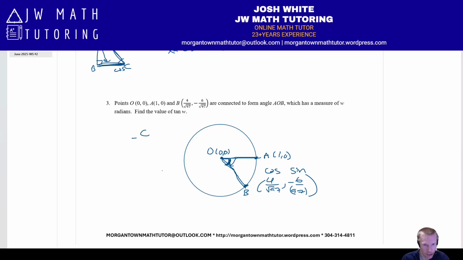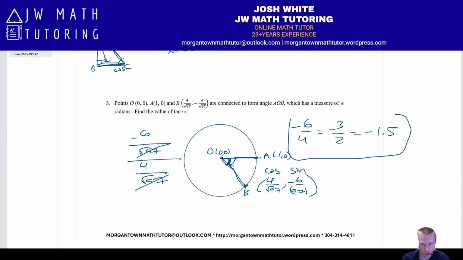It's just going to be negative 6 over root 97 divided by 4 over root 97. The root 97s cancel out. You get negative 6 over 4 or negative 3 over 2. Or you could also give the answer as negative 1.5. And that's what the value of the tangent of this angle here, which has a measure of W radians, is going to be.